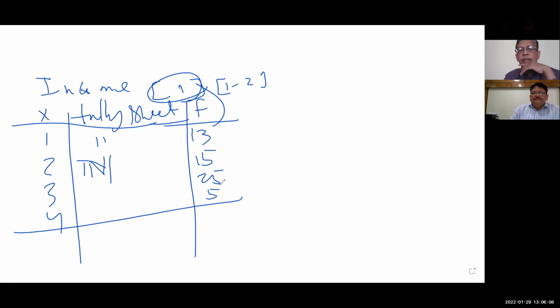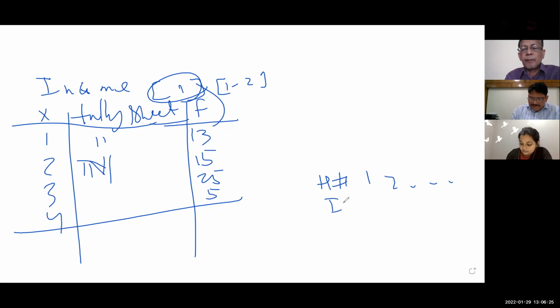Am I making sense, or should I elaborate on this? How do I get it? Sudarshan Babu, am I making sense or not? Yes, sir. Suppose household numbers 1, 2, 3 up to 20, and you have got an income bracket. Then you tabulate it into a unidimensional frequency table.